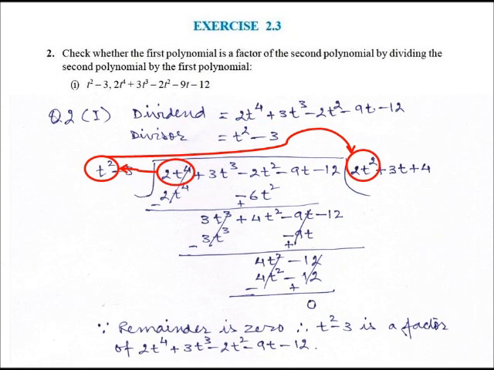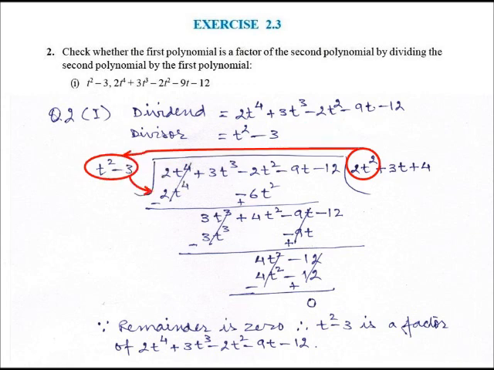So first of all we will divide the highest term of the dividend, that is 2t to the power 4, by the highest term of the divisor, that is t square, and the result will be 2t square. That will be the quotient.